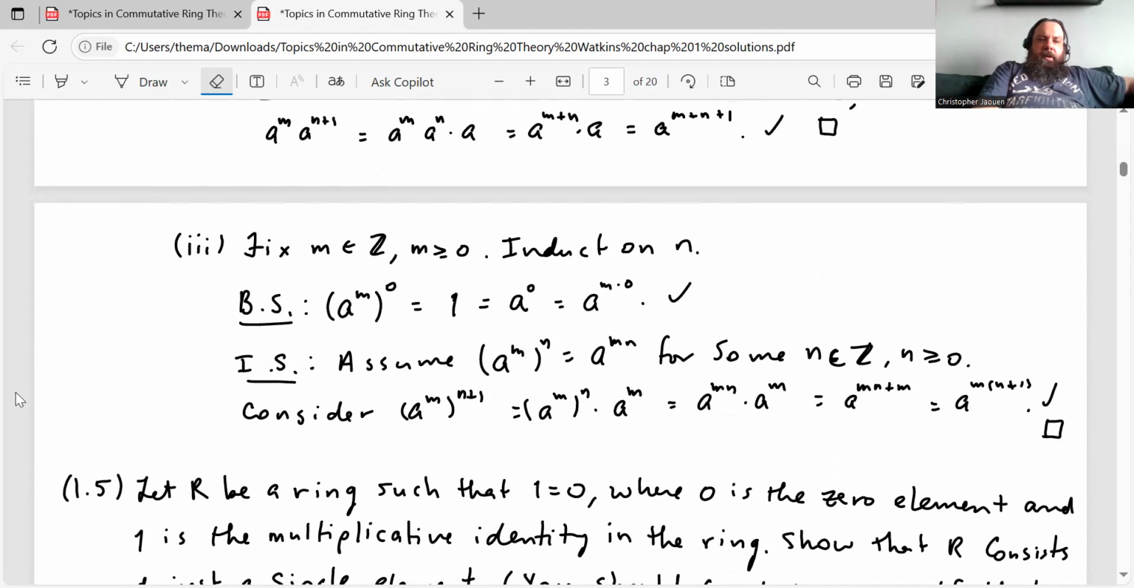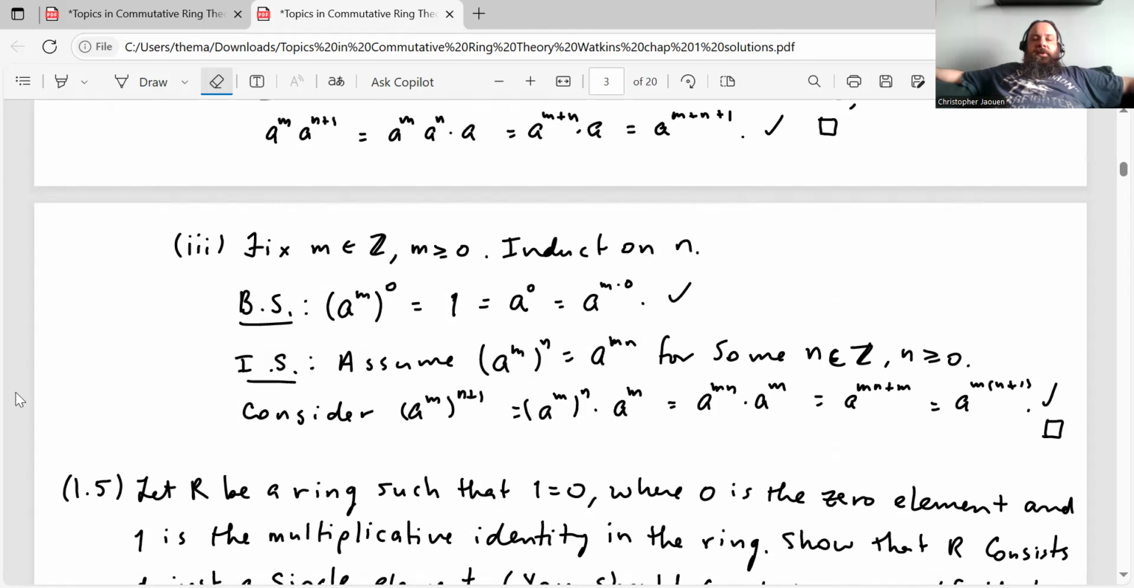Right, and then lastly, property number 3. Fix m, m greater than or equal to 0, and then induct on n. All right, the base step: (a^m)^0 is 1 by definition, which equals a^0, which equals a^(m·0), so the base step is satisfied.